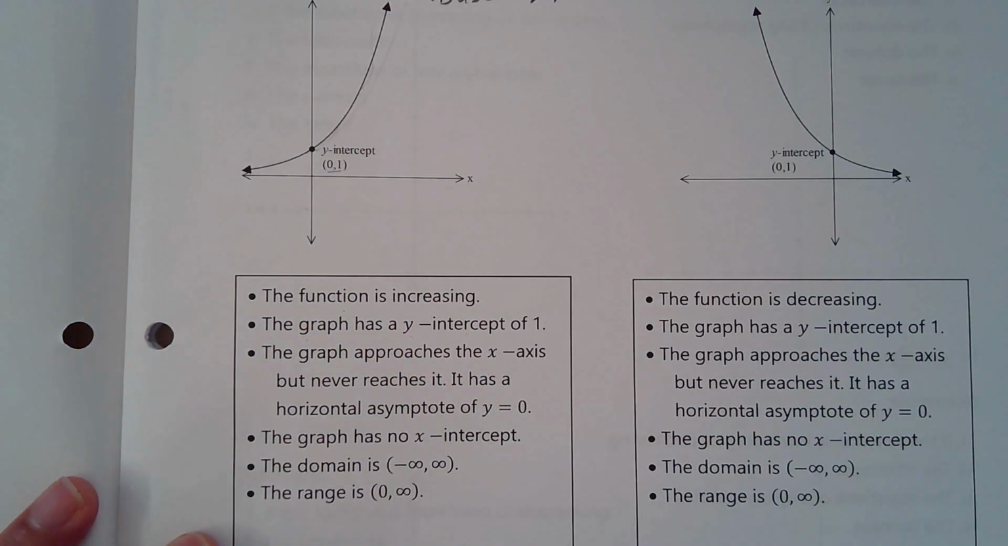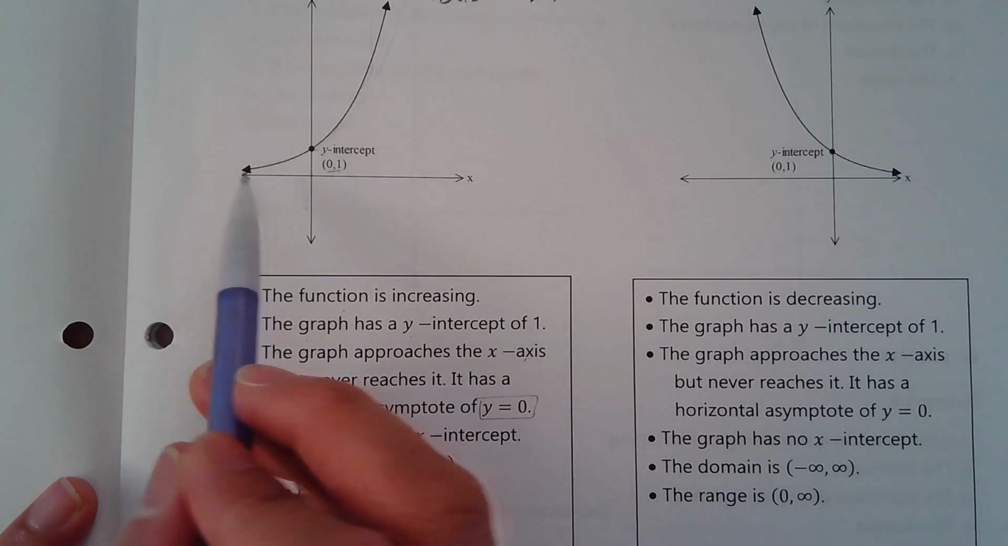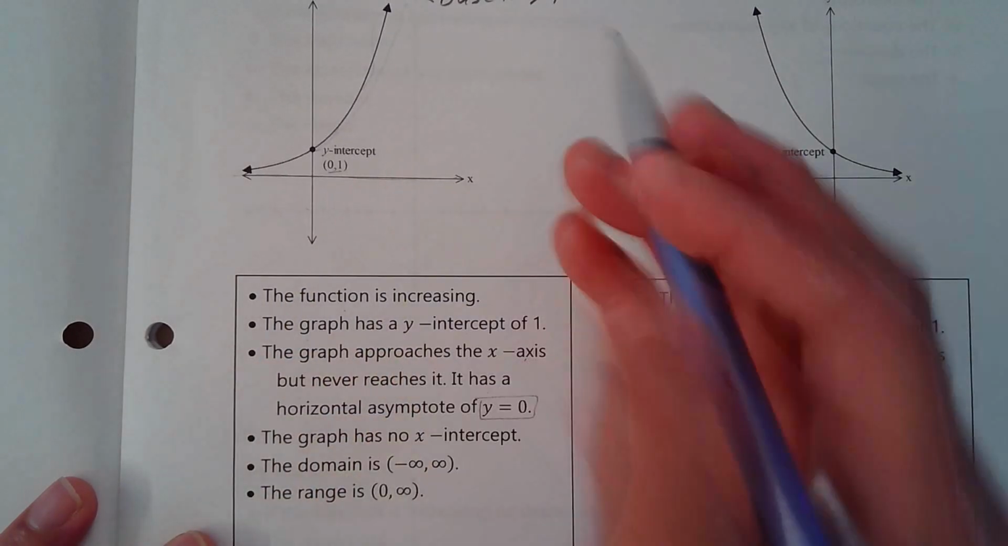What's the other characteristic? The graph approaches the x-axis but never reaches it, so it has a horizontal asymptote at y equals 0. So this is our horizontal asymptote.